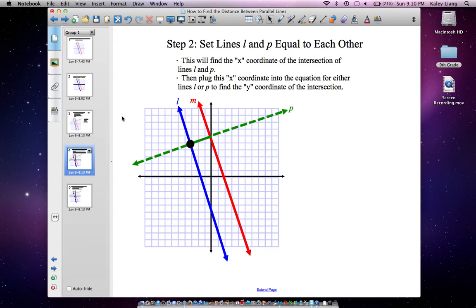Step 2 is to set lines L and P equal to each other. And this will find the x-coordinate of the intersection of lines L and P. So the equation will be negative 3x minus 5 equals 1/3 x plus 6. And x will equal negative 3.3.